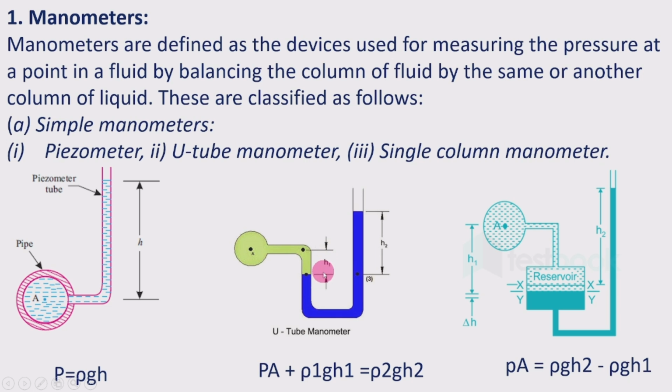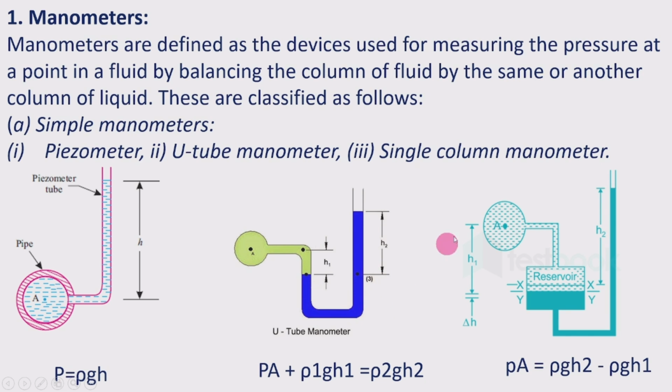For the particular pressure, this fluid pushes the heavier fluid downwards by a height H1, and for that we can write the pressure equation rho 1 g H1. Rho 1 is the density of the fluid flowing at point A, g is the acceleration due to gravity, and H1 is the height. That is equal to the pressure on the other column, rho 2 g H2, where rho 2 is the density of the heavier fluid and H2 is the height to which it is raised from the datum line.